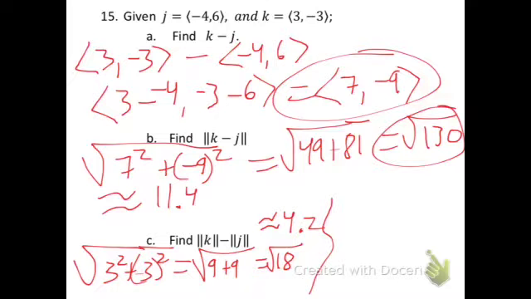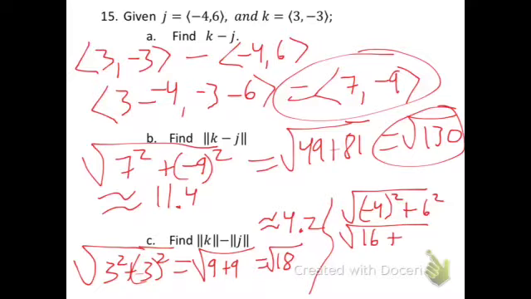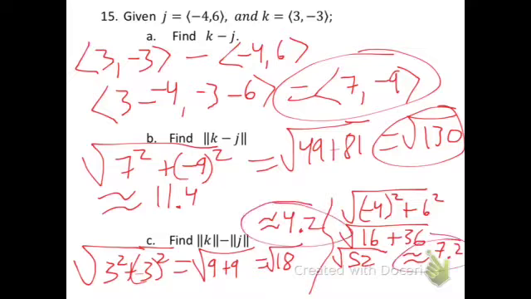And then j, on the other hand, to get that magnitude, you have to do negative 4 squared plus 6 squared. Well, negative 4 squared is 16. 6 squared is 36. If you combine those, you'll get 52. And that is approximately 7.2. And so if you were to take these two numbers and subtract them, you're looking at negative 3.